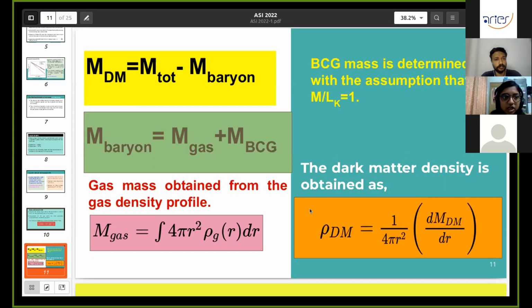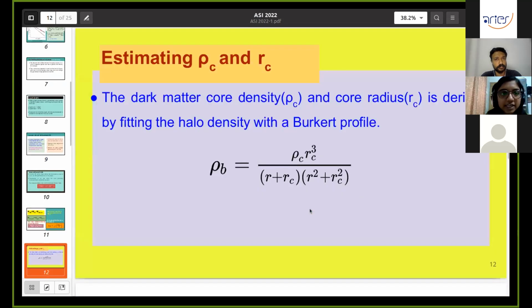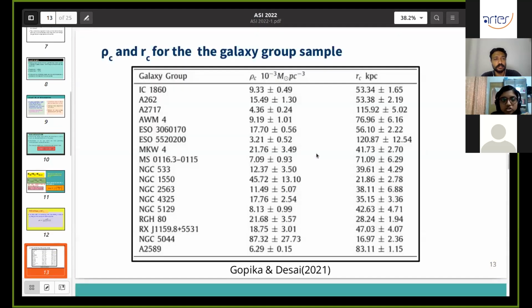So now once we have this, we can estimate the core density and the core radius by fitting this dark matter density profile with a Burkert profile. In this work, we have done it using a Burkert profile. So now that we can derive the core density and the core radius by these fits, these are the core radius and the core density for the galaxy group sample.